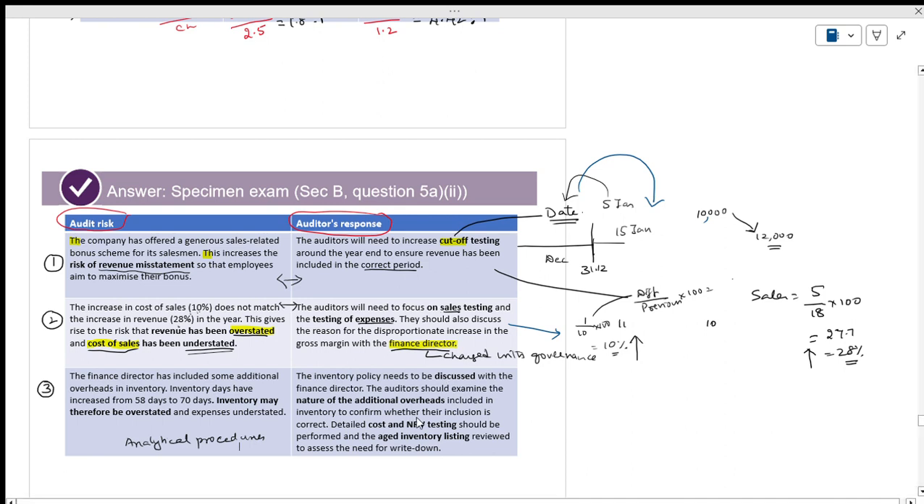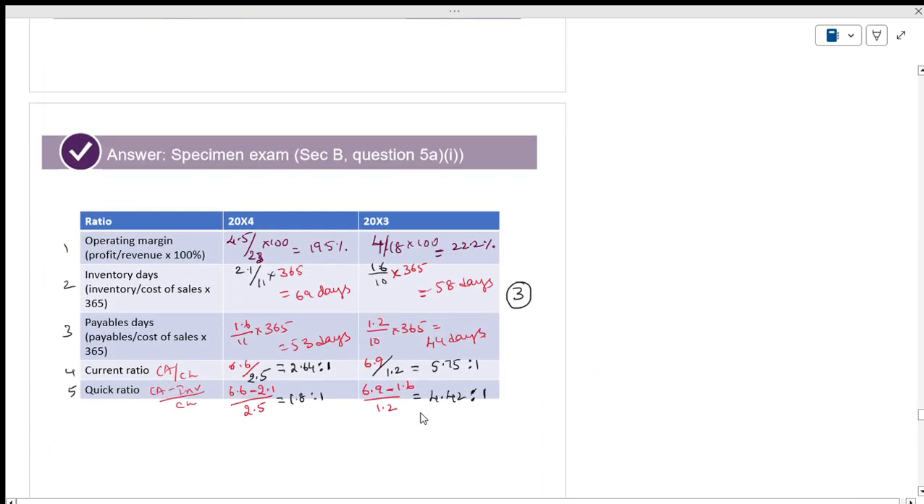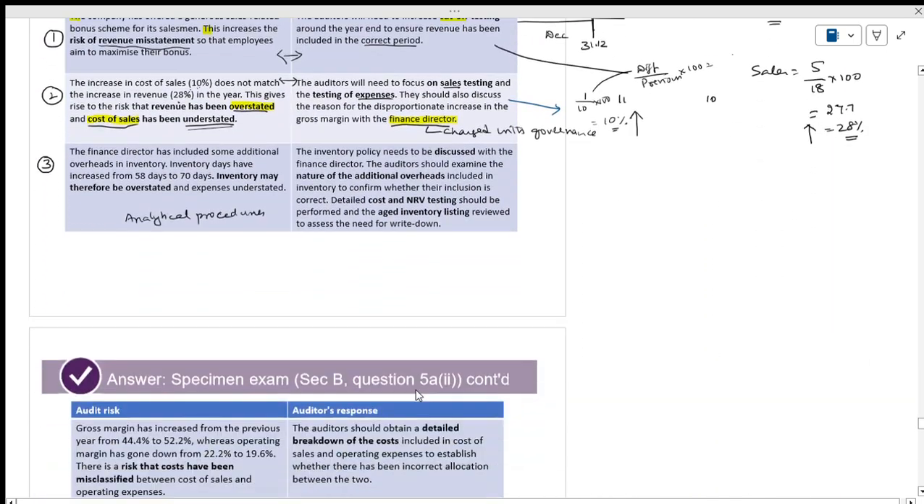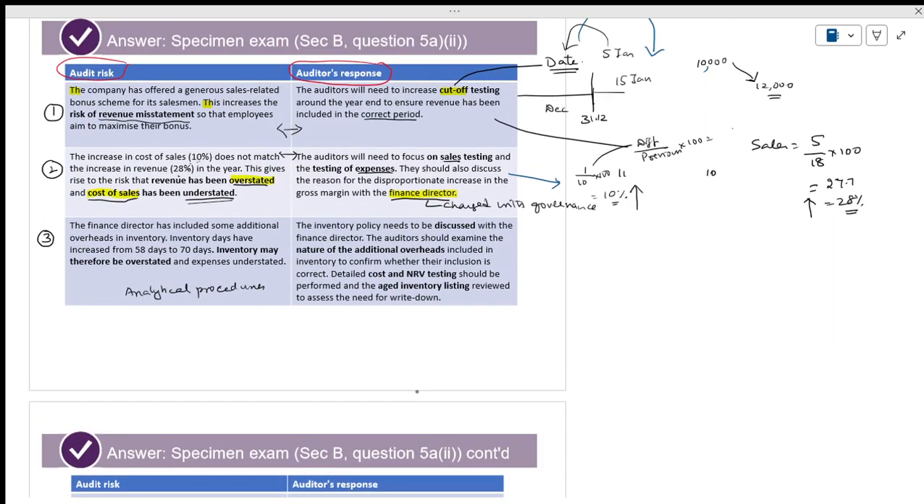Suppose we have calculated it: it was 58 days last year. Now how many days? 69 days. It has been increased by 11 days. Inventory may therefore be overstated. You have added some other expenses to the inventory. Expenses will decrease, the inventory will increase. Is it right?